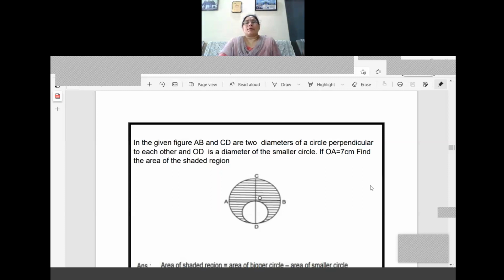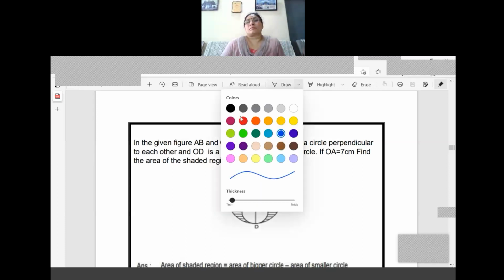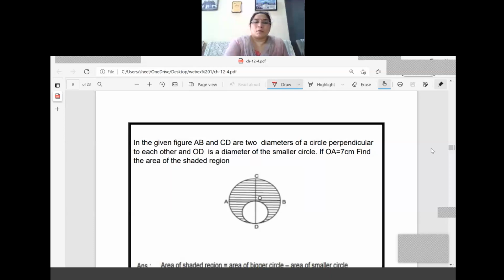Next question. In the given figure, AB and CD are two diameters of the circle perpendicular to each other, and OD is a diameter of the smaller circle. If OA equal to 7 centimeter, find the area of the shaded region. Right? So already it is given that OA equal to 7, that means here it is 7 centimeter.